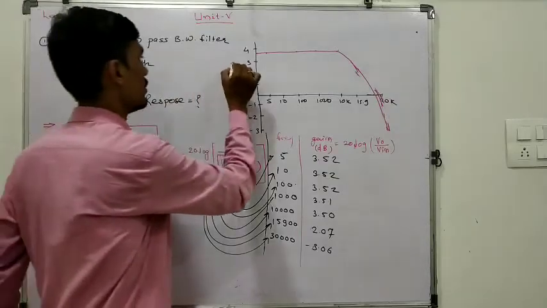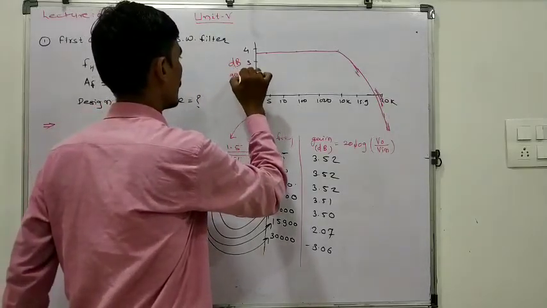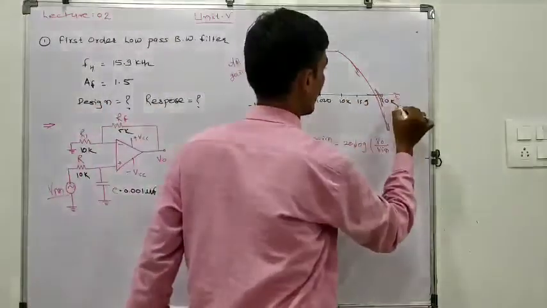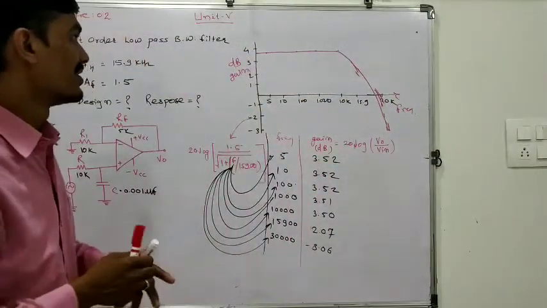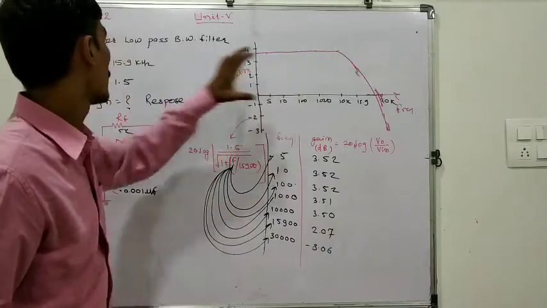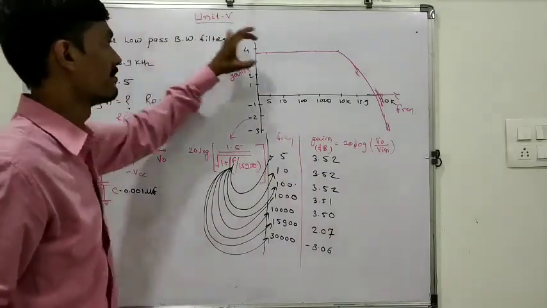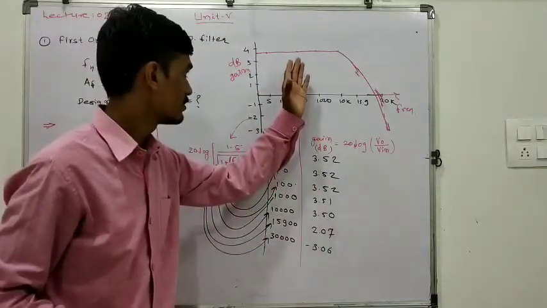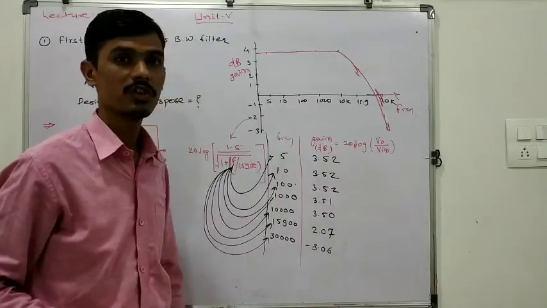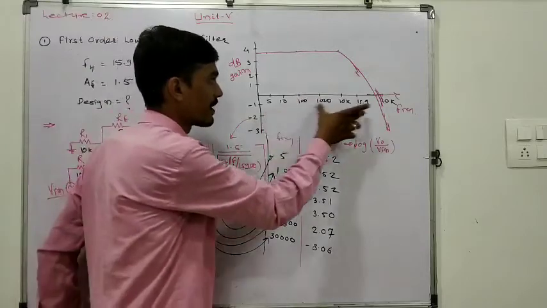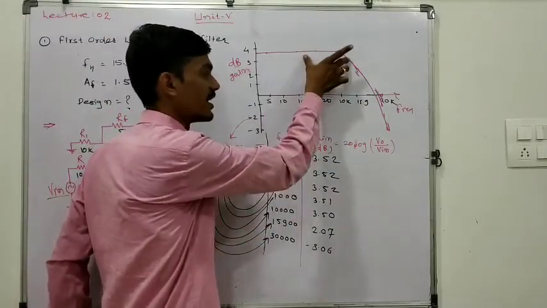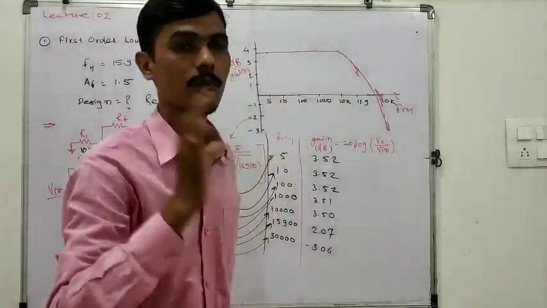So this is in decibel, that is gain, and this is the frequency. So this is the frequency response of the first order low pass filter. Now look at the response of the first order low pass filter. Here it can be observed that up to the cutoff frequency we are getting a constant gain.